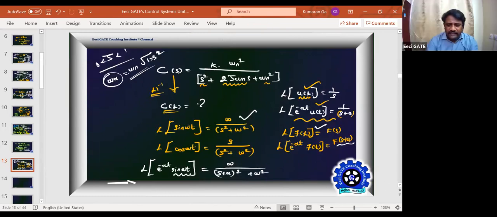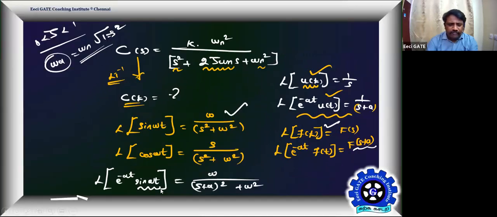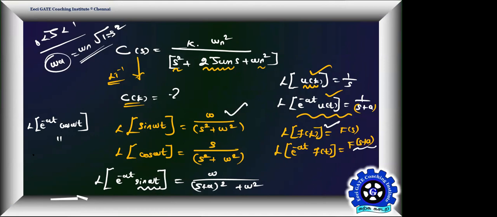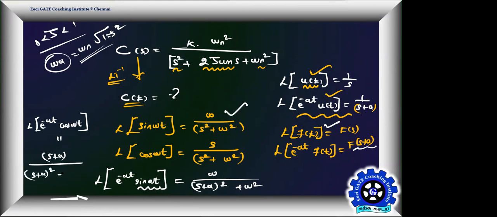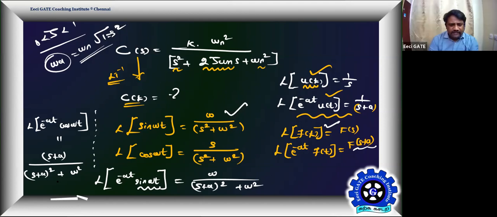So similarly, can you say the final identity? Laplace of e power minus at into cos omega t is equal to (s plus a) divided by (s plus a) whole square plus omega square. Easy? Easy everyone? Yes, that's what we need.